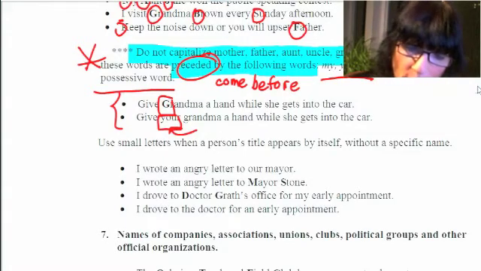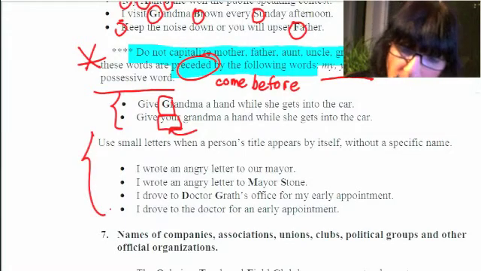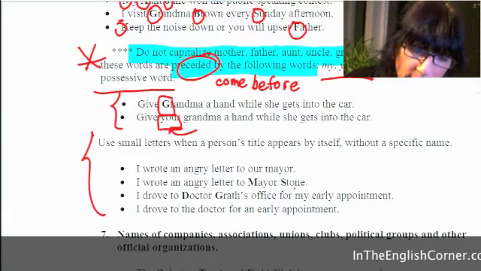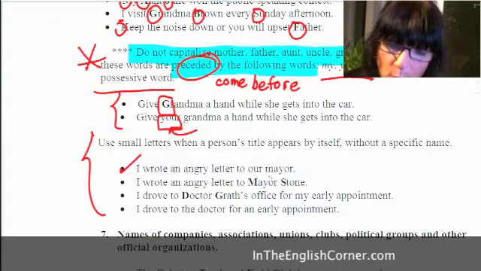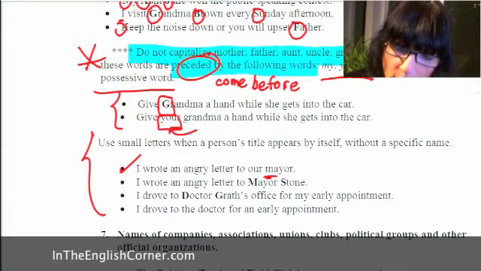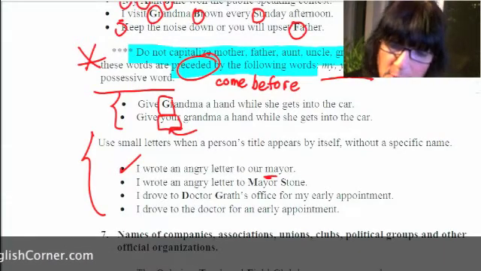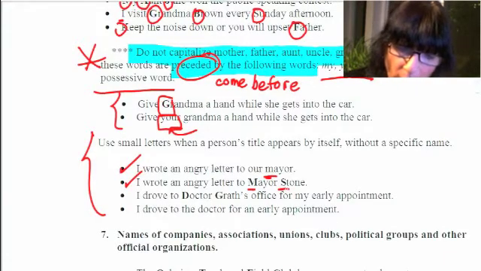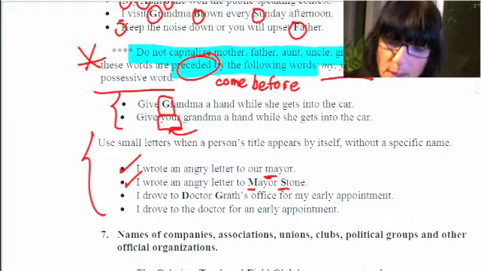So moving along, you use small letters when a person's title appears by itself without a specific name. Let's look closely at this rule. For example, I wrote an angry letter to our mayor. In this example, this first one here, mayor is not capitalized because there's no specific name with it. It's not a title that you're giving him, it's just his job. He's a mayor. But in the second one, I wrote an angry letter to Mayor Stone. That's his title and his role. So his last name's capitalized Stone and his title is mayor. So you capitalize both words.